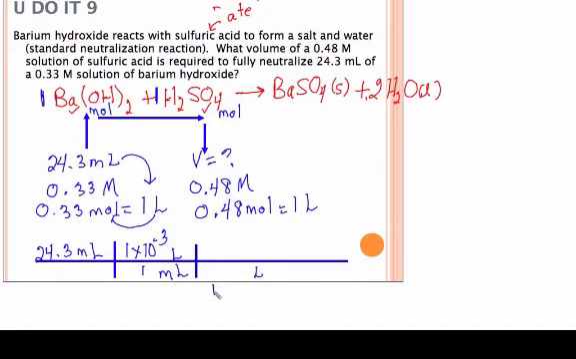Now, notice what I do. I want to get rid of liters of the barium hydroxide solution, and I want moles of just the barium hydroxide. Well, the molarity tells me that for every 1 liter of the barium hydroxide solution that I deliver into my reaction vessel, I will get 0.33 moles of barium hydroxide into the reaction mixture itself. Now we're at the mole level. If we stopped our calculation, we'd be right there on our map.